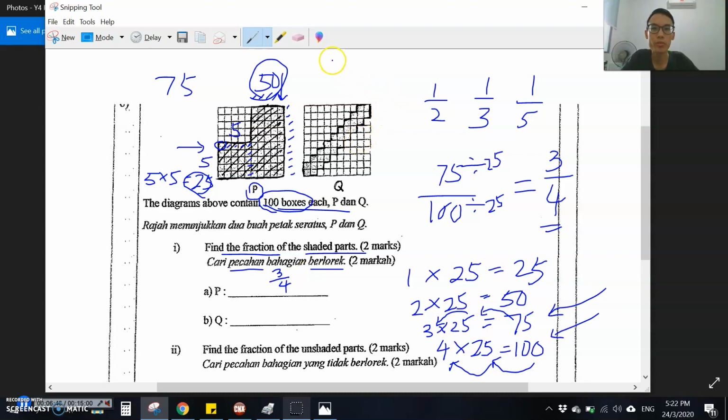Okay, now we move on to Q. Okay, similarly, we have to calculate how many boxes are shaded. Berapa petak yang berlorek? So you count one by one. 1, 2, 3, 4, 5, 6, 7, 8, 9, 10, 11, 12, 13, 14, 15, 16, 17, 18, 19, 20, 21, 22, 23, 24, 25, 26, 27, 28. So altogether there are 28 boxes that are shaded.